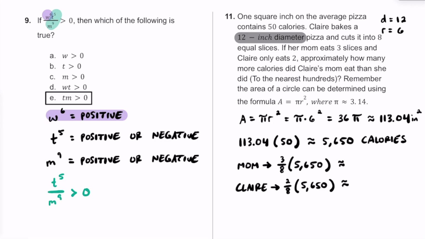Or you can go straight into just finding the difference right away of how much they are eating differently, because we know the amount of slices that they're eating. So the difference here is really just 1/8. So if you don't really feel like doing all that work above, you can just do 1/8 of 5,650, and that'll be the difference of calories that they're going to be eating, right?